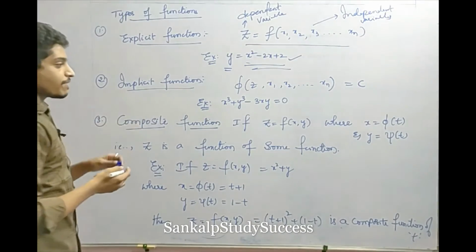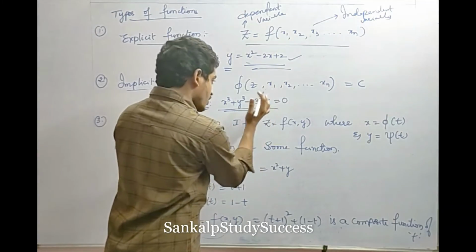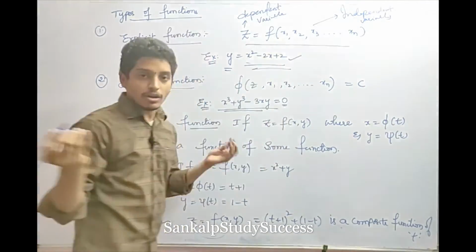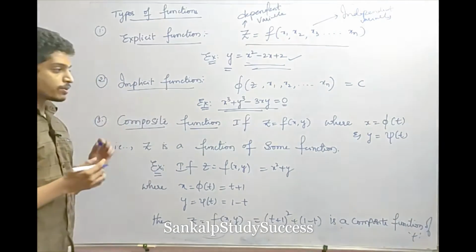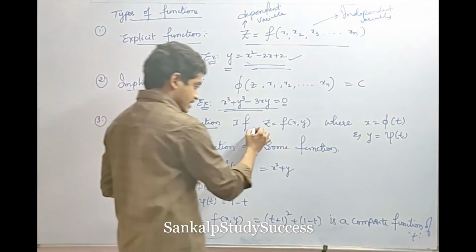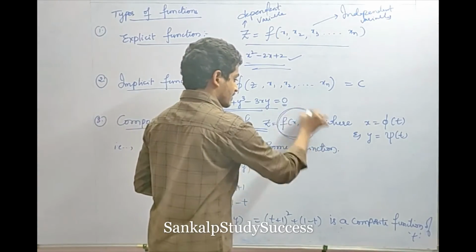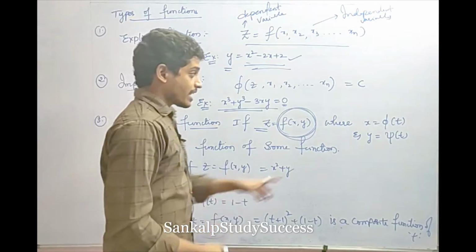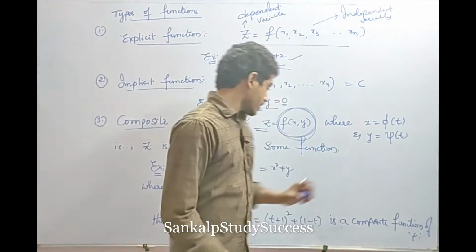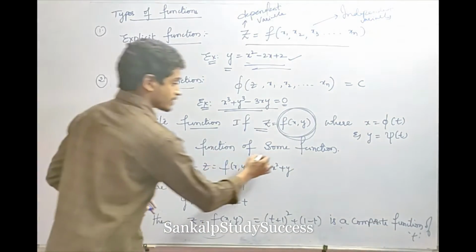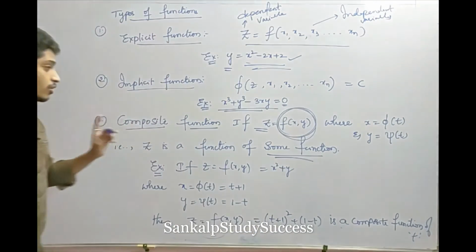If it is an implicit function, both x and y will be in one format equal to some constant or 0. Right? This is an implicit function. Okay friends, remember. Next, composite function: if z is a function that can be arranged with two variables x and y, where x is already a function of t and y is already a function of t, then z is a function of some other function. So that is nothing but a composite function.